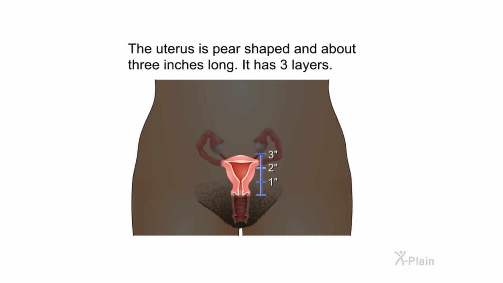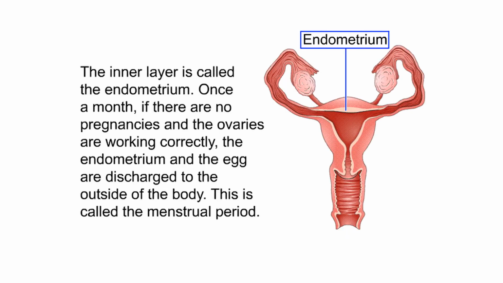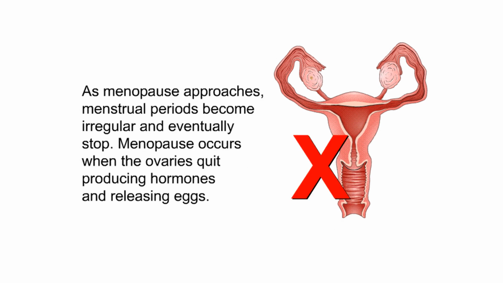The uterus is pear-shaped and about 3 inches long. It has 3 layers. The inner layer is called the endometrium. Once a month, if there are no pregnancies and the ovaries are working correctly, the endometrium and the egg are discharged to the outside of the body. This is called the menstrual period. As menopause approaches, menstrual periods become irregular and eventually stop. Menopause occurs when the ovaries quit producing hormones and releasing eggs.